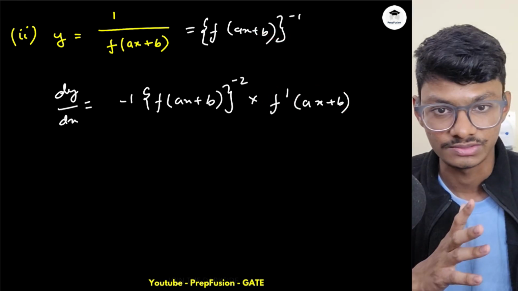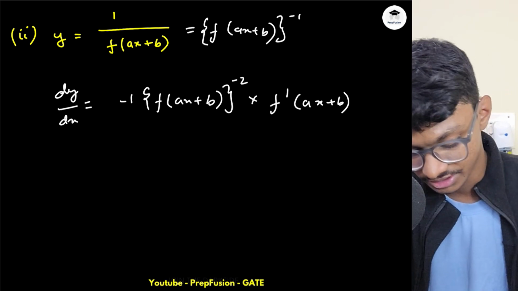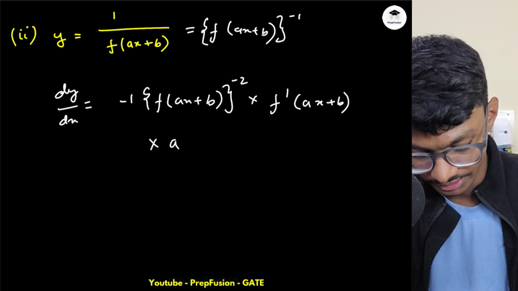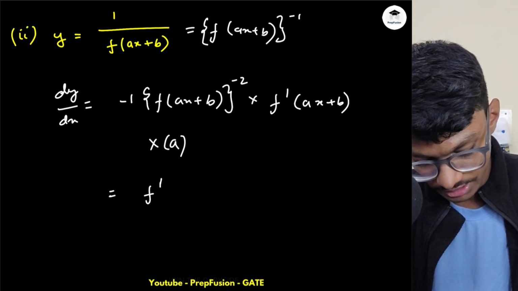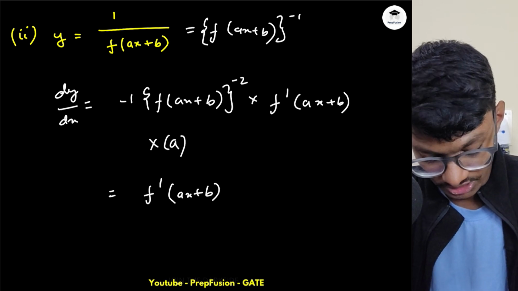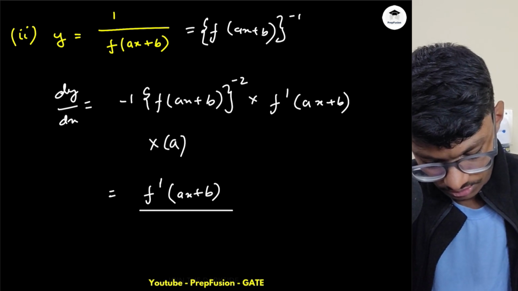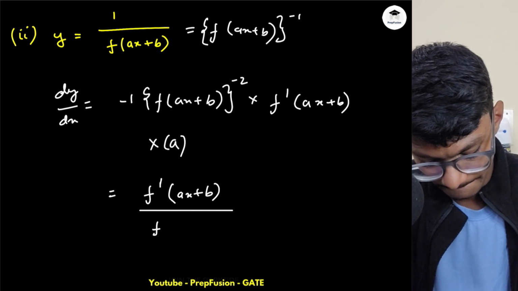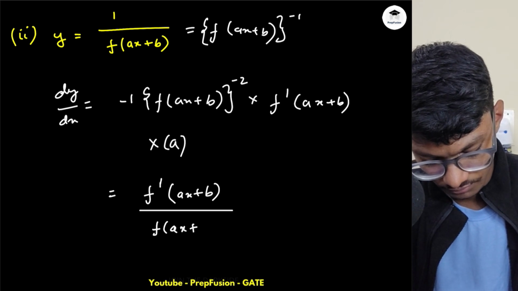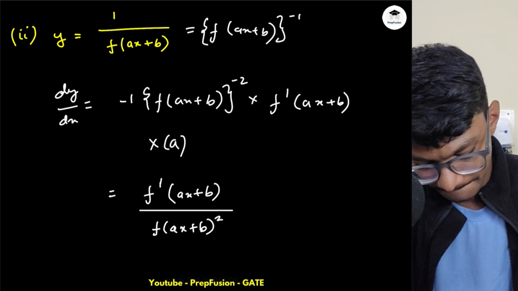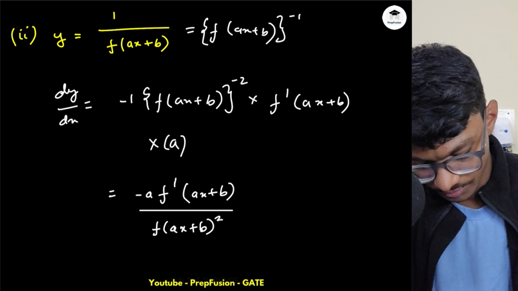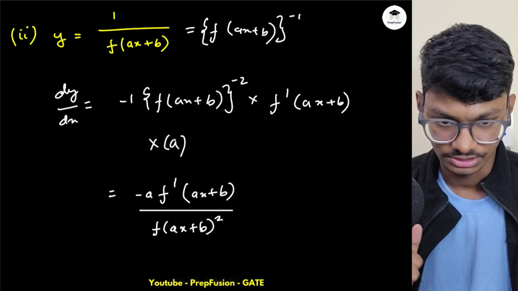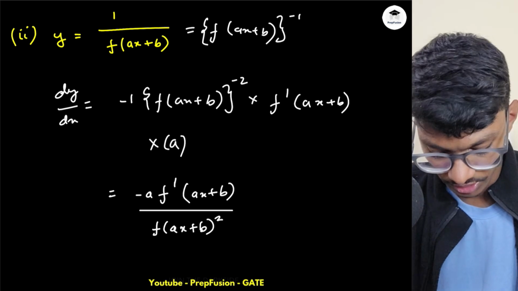Further inside is this ax plus b. So what is the differentiation of ax plus b? The differentiation of ax plus b will be a only, right? Will be a only. Okay, so this will be f dash of ax plus b divided by f of ax plus b whole square into minus a. Okay, into minus a. So this will be the answer to this question. This will be my dy upon dx.